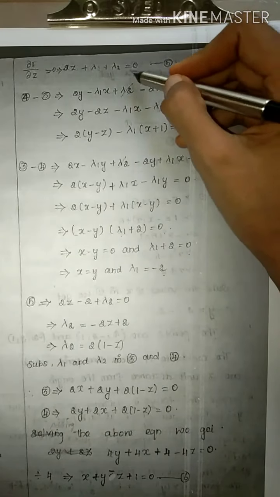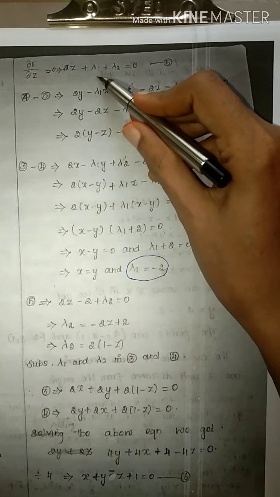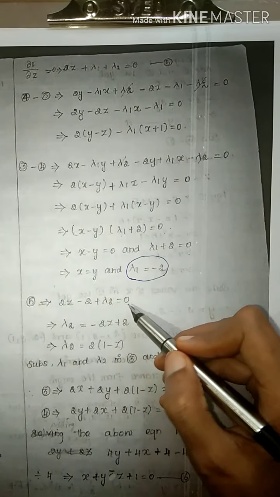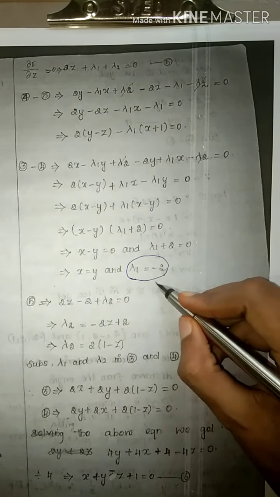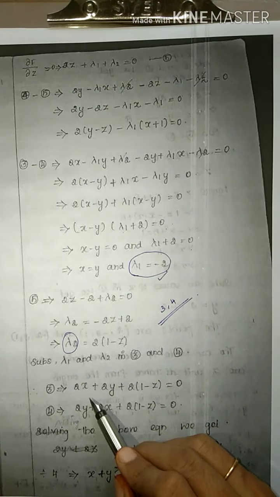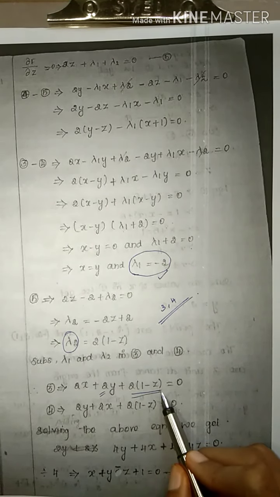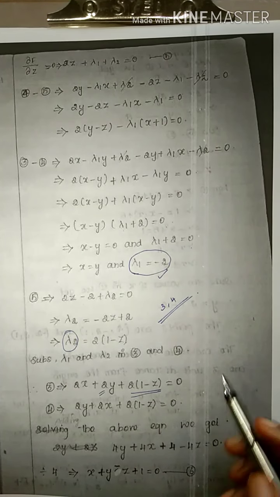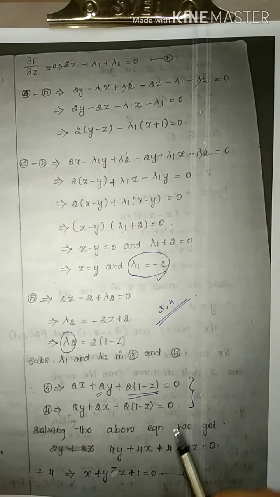Now the fifth equation is 2z plus lambda 1 plus lambda 2 equal to 0. Since you already know the value of lambda 1, you can substitute it in the fifth equation, so that you get 2z minus 2 plus lambda 2 equal to 0. You get lambda 2 equal to 2 into (1 minus z). So you can substitute the values of lambda 1 and lambda 2 in equations 3 and 4. Equation 3 implies, in the place of lambda 1 substitute minus 2, and lambda 2 as 2 into (1 minus z), and substitute in equation 4 as well. Now you can see that these two equations are the same, right? 2x, 2y.